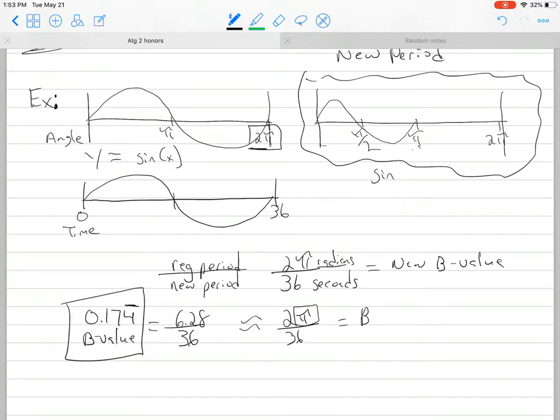But we're not going to make you do the b value like this. Actually, so you can see what's happening, we're just going to let you leave your b value as 2 pi over 36. This is really the answer we want, because you can see that 2 pi is now happening in some different time frame, whether it's pi or 36 seconds or whatever it may be.